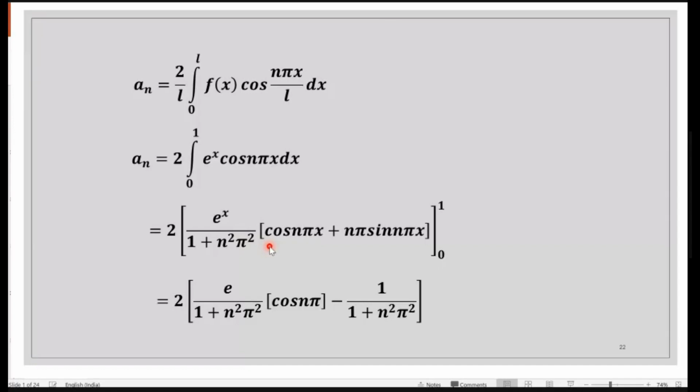Sine n pi will become 0, sine 0 will become 0. We will have only the upper limit. This is the an function. Substituting everything in the f of x and writing the half range cosine series. So only this much is there.